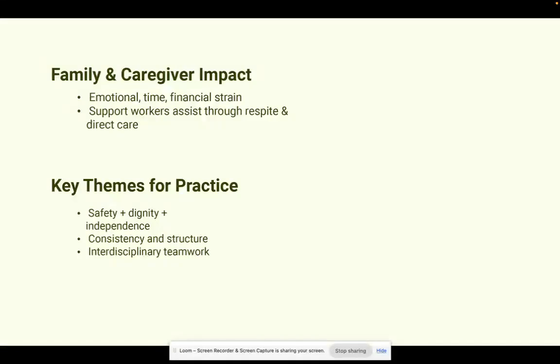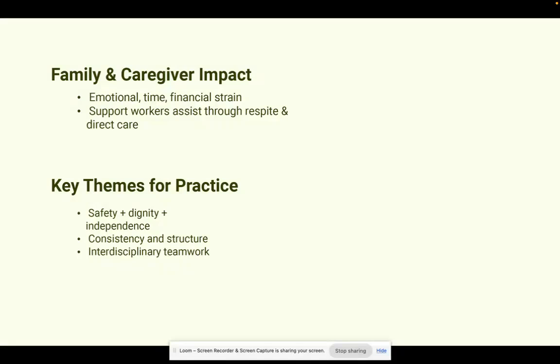For family and caregiver impact, I put this as one because sometimes the family are the main caregivers, to be honest, right? The caregivers or us, the PSW that visits the home, we are only secondary, right? So sometimes it affects our emotional side. It affects our time because we need to give time and effort for our family members who need our help. It actually gives us financial strain because of all the expenses that we need to cover for our family member who has a disorder. And of course, we need to support and assist them through respite and direct care.